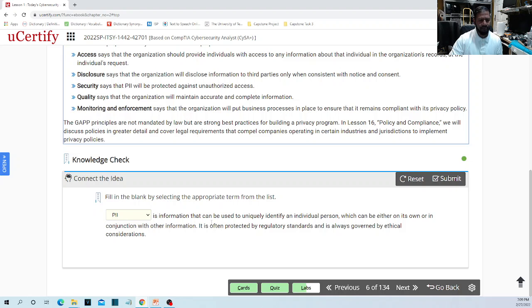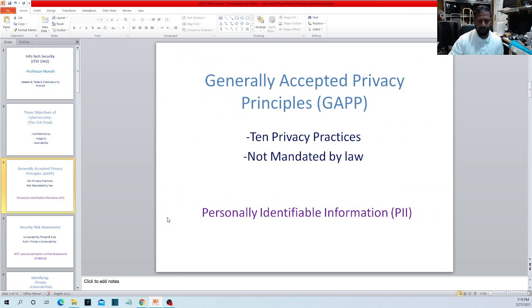PII is information that can be used to uniquely identify an individual person, which can be either on its own or in conjunction with other information. Sometimes you have some piece of information that is not enough to identify a person, but that data in conjunction with other data will help you identify a person. So that partial data is also your PII, personally identifiable information. Okay, let's go to the next point.